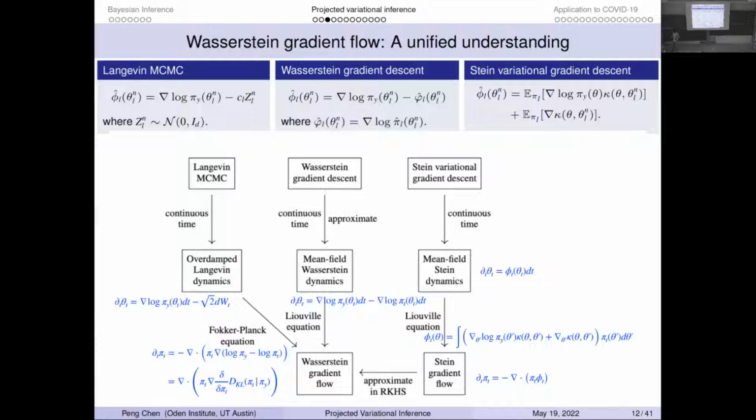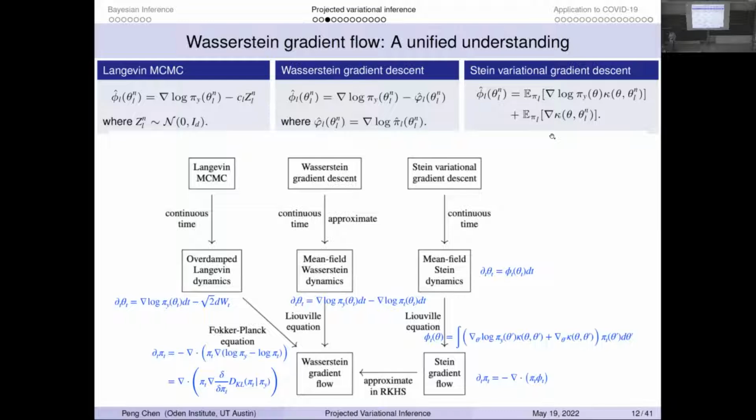So the interaction of the samples comes from this approximate empirical density, because this empirical density touches all the current samples. Well, on the right, you have the stochastic Stein variational gradient descent. So it is essentially the expectation of the gradient of the log posterior weighted by a kernel function, with an additional term of the gradient of the kernel. Now you take the expectation of these quantities with respect to the pi L.